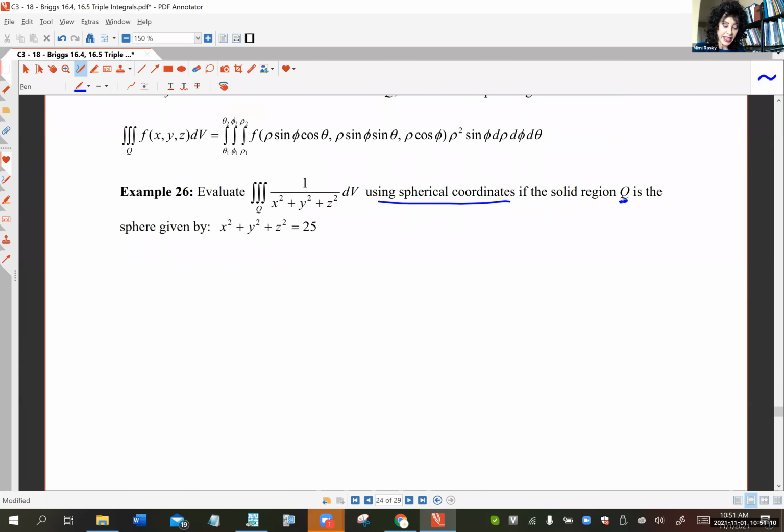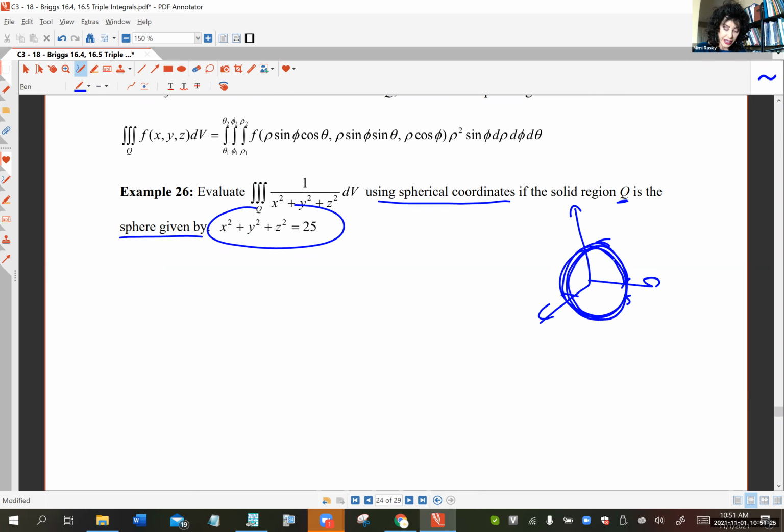And the solid named big Q is the entire sphere given by x squared plus y squared plus z squared equals 25. Well, folks, this is a sphere centered at the origin of radius 5, and it's the entire sphere. Okay, nice. So all of the limits for rho, theta, and phi will be constants.